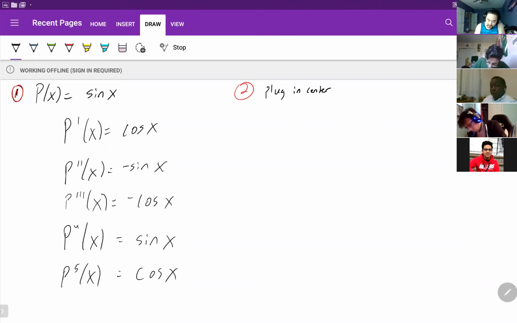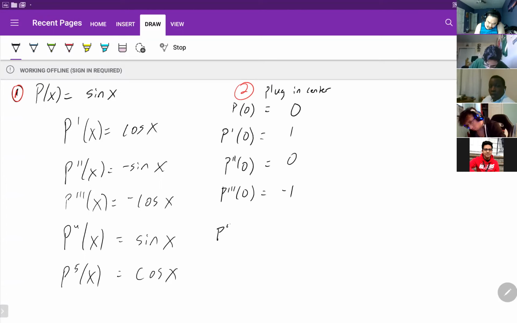So f of 0, well, what's sine of 0? 0. Yes, it's 0. What's the derivative? The first derivative at 0 is cosine of 0. 1. Second derivative at 0. 0. Third derivative at 0. -1. Fourth derivative at 0. 0. Fifth derivative at 0. 1.